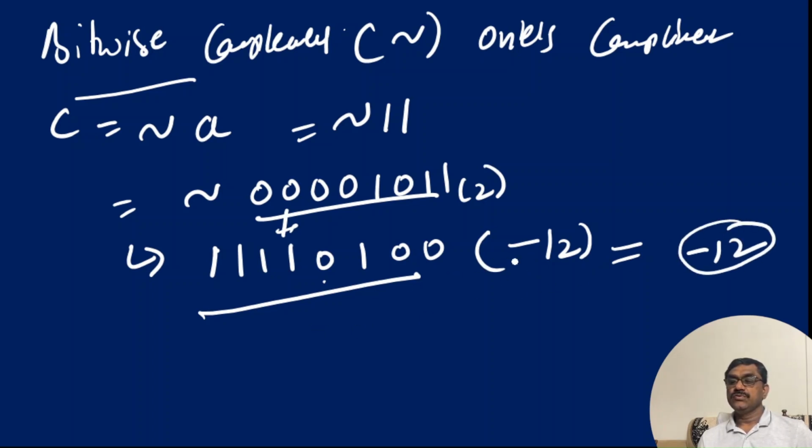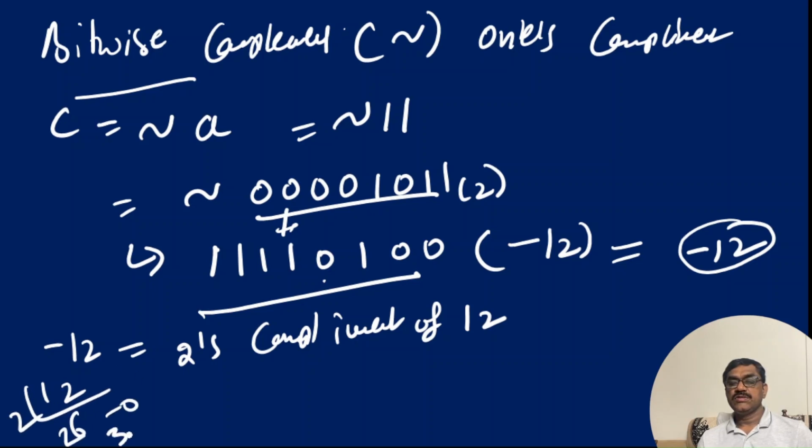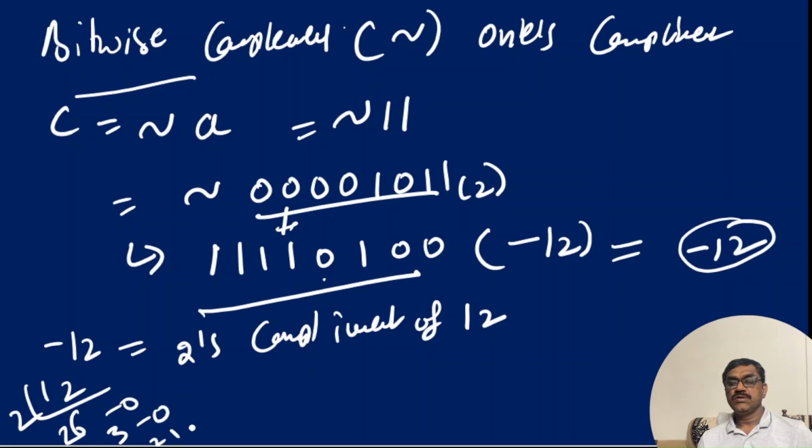Now, how to check this answer? How can minus 12 be represented? Minus 12 is nothing but 2's complement of 12. First, convert 12 into binary. What is the binary equivalent of 12? 2 6s are 12, remainder 0. 2 3s are 6, remainder 0. 2 1s are 2, remainder 1. Then 2 0 1. So 1 1 0 0 is the equivalent of 12.